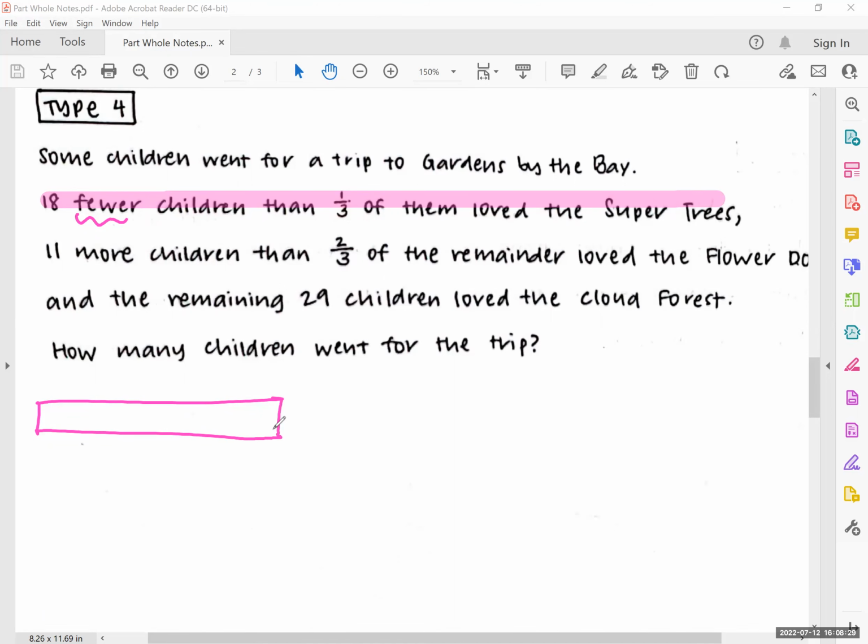Hold on. So 1/3 is the correct one, yeah? Not half, it's 1/3. So yours is 1/3, right? Yeah. And yours is also 1/3, right? Okay, this is the correct one.